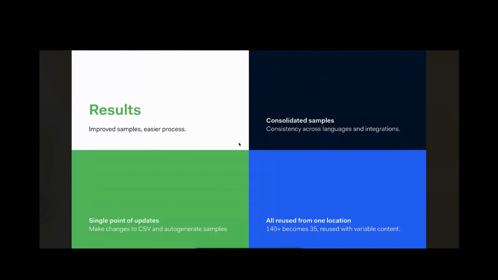There's a single point of update now, so tech writers make updates in one place. They make changes to the CSV, and we generate the samples from that versus making changes in all of the different files. And we store all of the samples in one place, then in reuse, shared throughout the docs. So 140-plus samples became 35, reused with conditional reuse and variable reuse, depending on the integration or the environment. We can set that on the page.